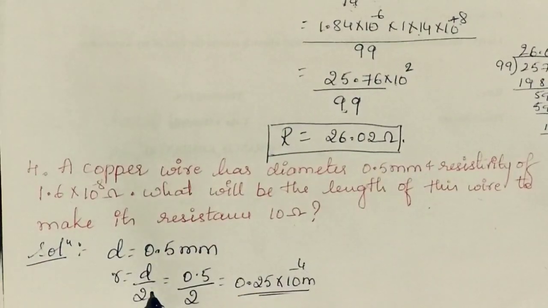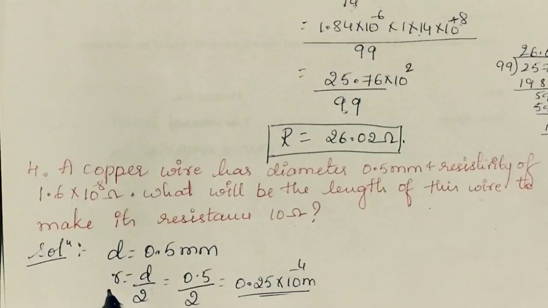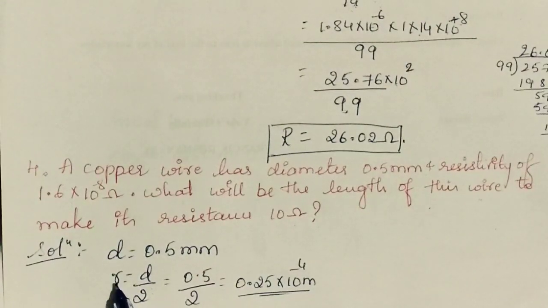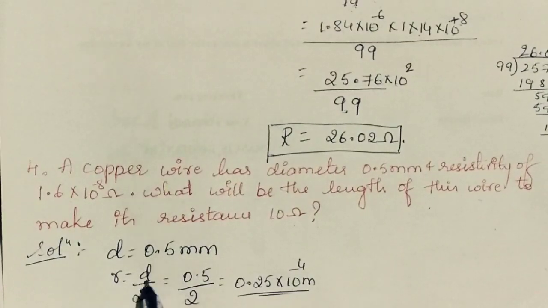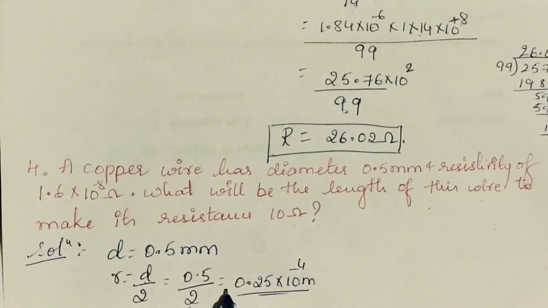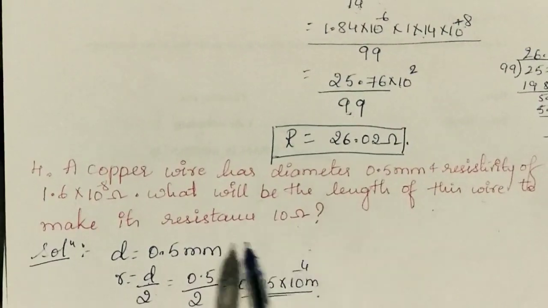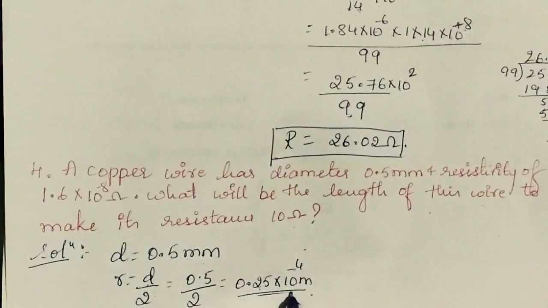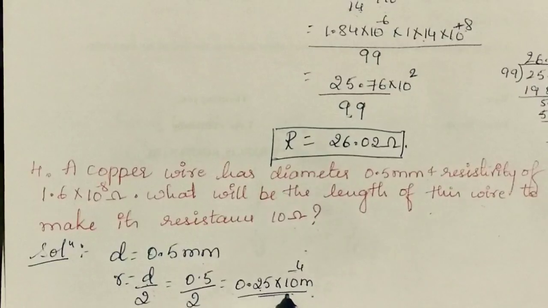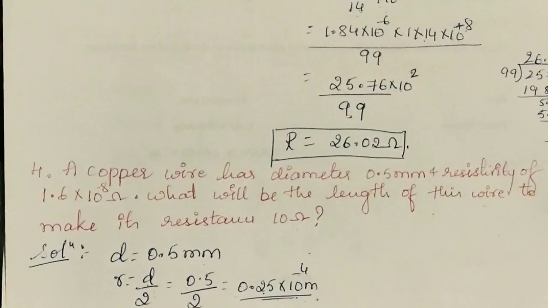Now I need the radius, so I have to know the value of R. R is equal to D divided by 2. What is the value of D? 0.5. So 0.5 divided by 2 is equal to 0.25 into 10 to the power of minus 3 meter. Here there is a millimeter, so I am converting into meter.